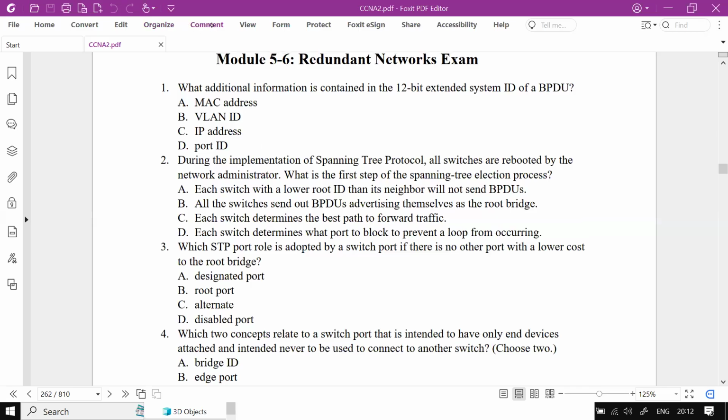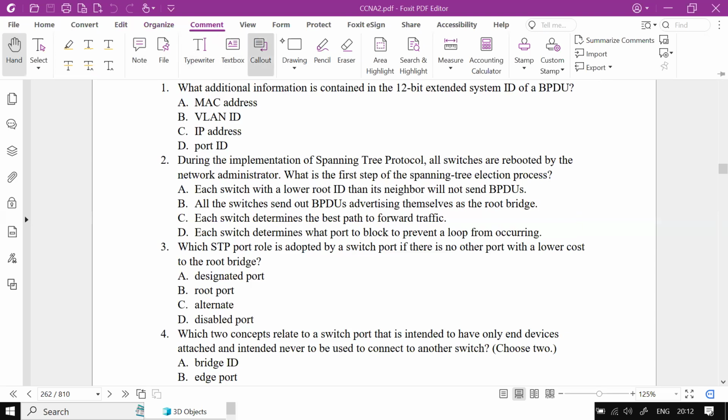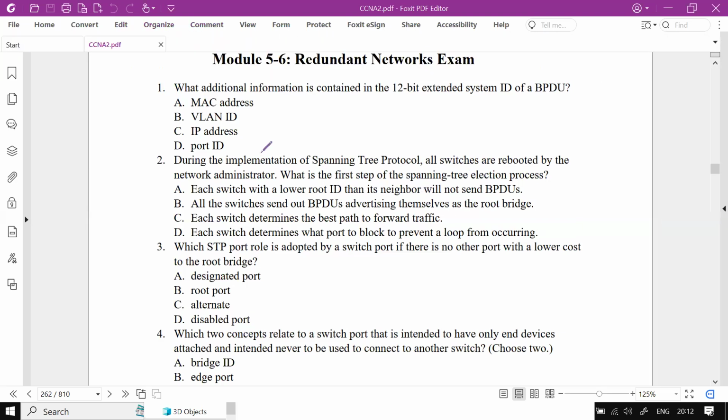Okay, hello everyone. Today's session we discuss modules 5 to 6. This is the checkpoint, two modules, STP and EtherChannel. STP deals with blocking redundant links, therefore stopping layer 2 loops. EtherChannel bundles links, therefore creating a way for us to have more bandwidth and at the same time redundancy.